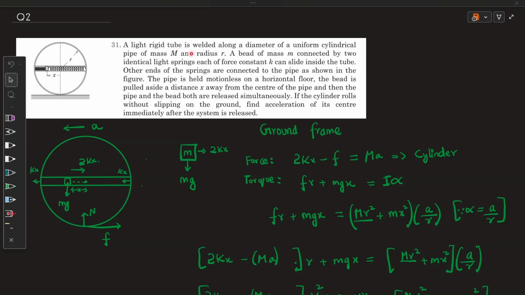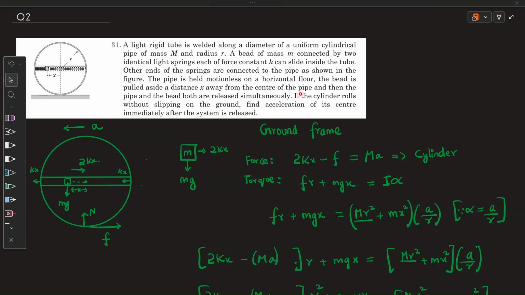Question number 2. A light rigid tube is welded along a diameter of a uniform cylindrical pipe of mass m and radius r. A bead of mass m connected by two identical light springs, each of force constant k, can slide inside the tube. Other ends of the spring are connected to the pipe as shown in the figure. The pipe is held motionless on a horizontal floor.